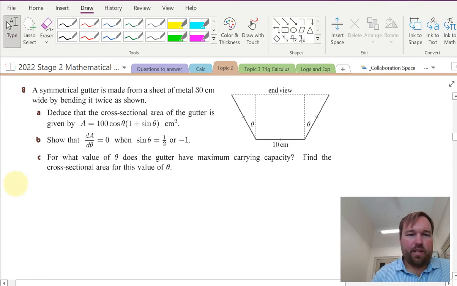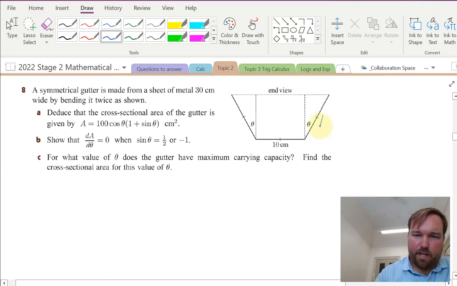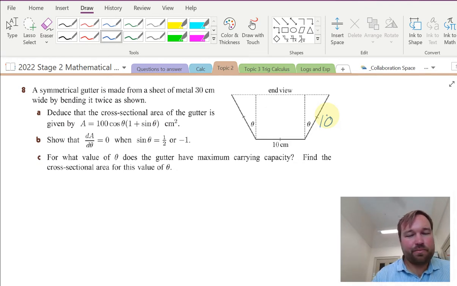Alright, a symmetrical gutter is made from a sheet 30 centimeters wide by bending it twice as shown. Deduce that the cross-sectional area of the gutter is given by 100 cos theta bracket 1 plus sine theta. Alright. So this was 30 centimeters, meaning that's 10 as well. Alright, so we need to find, I guess, a couple of sections.